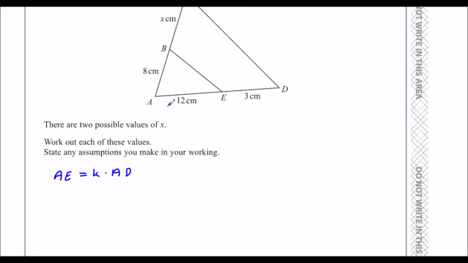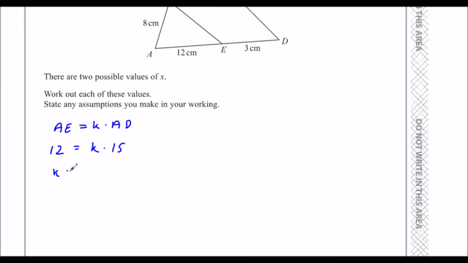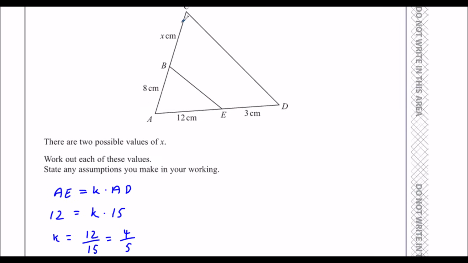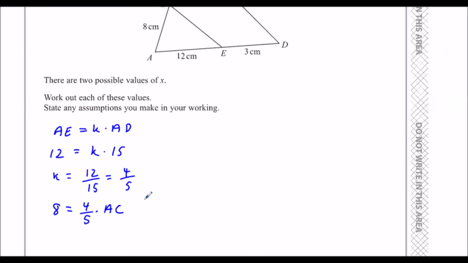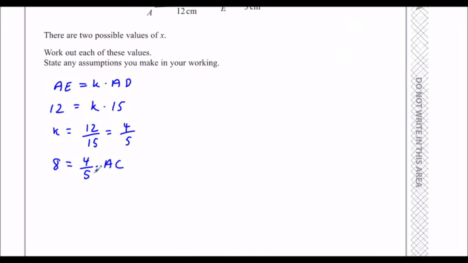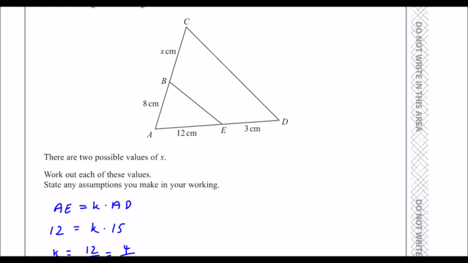So we'll have AE as 12 equals the scale factor times AD, which is 15. That will make the scale factor 12/15, or 4/5. So if the scale factor is 4/5, that will mean AB goes with AC. So AB, which is 8, would equal 4/5 of AC. So I'm going to divide by the scale factor, or times by 5, say 40, divide by 4, that's 10. So then AC would equal 10, and that would make x 2.